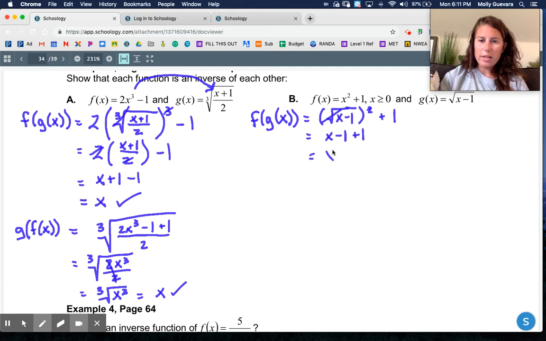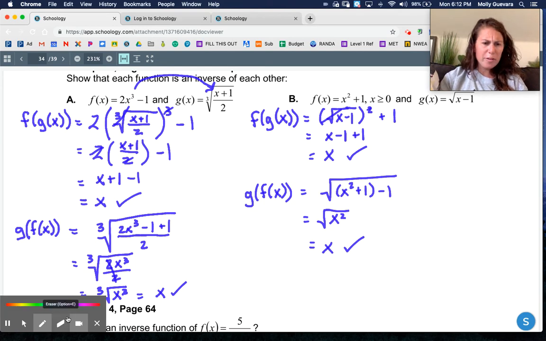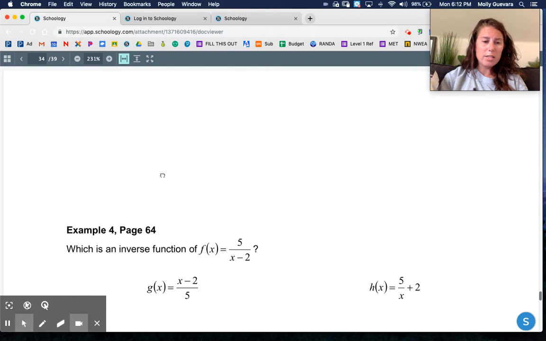So this one's a lot easier. Boom, x, done. Now I want to go the other way where I plug f into g. So I'm going to have the square root of x squared plus 1, and then still that minus 1. Well, again, the 1's cancel, so I get the square root of x squared, which is just x. So these are, in fact, inverses of each other. Hopefully we're feeling pretty good about this. We did cover this in Algebra 2, but it should be a nice little refresher here.